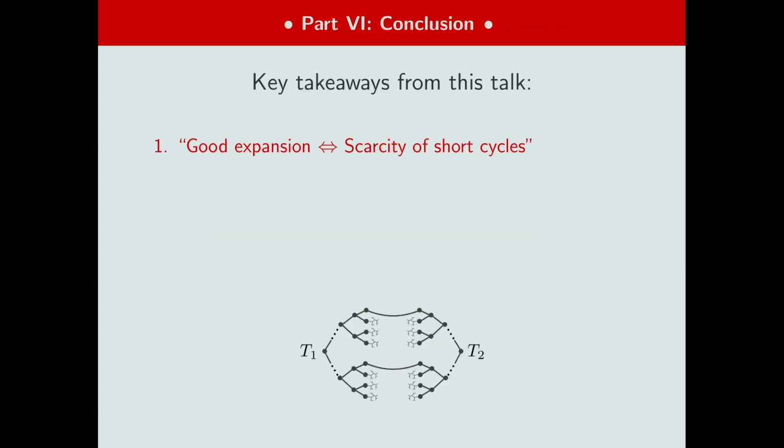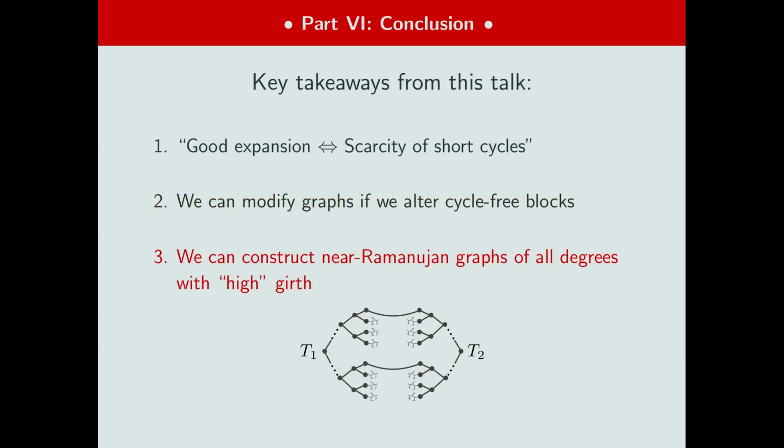And that's it. The key things you should take from this talk are that first, good expansion and scarcity of cycles are loosely connected. Second, we can modify regular graphs while preserving the spectrum if we only alter blocks of the graph that are cycle-free or that have a very small number of cycles, as long as we destroy them. And finally, we can use this to construct new Ramanujan graphs with high girth. And that's it. Thanks for watching.